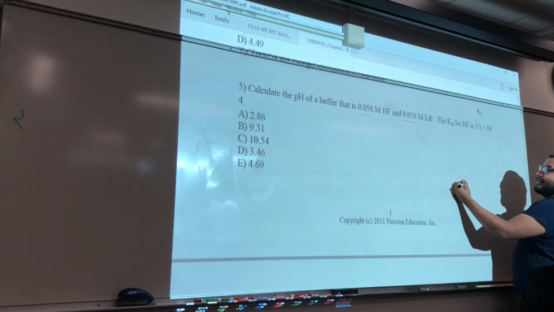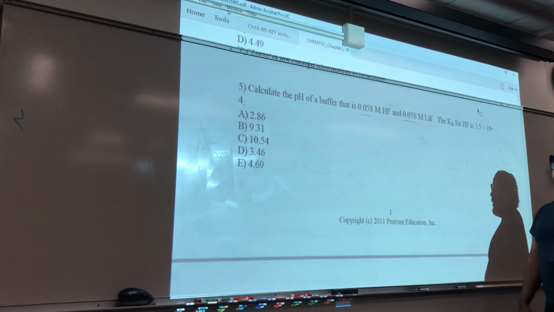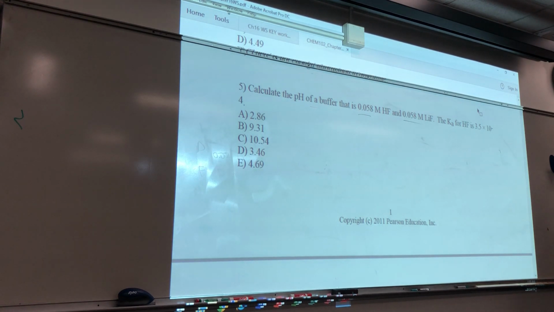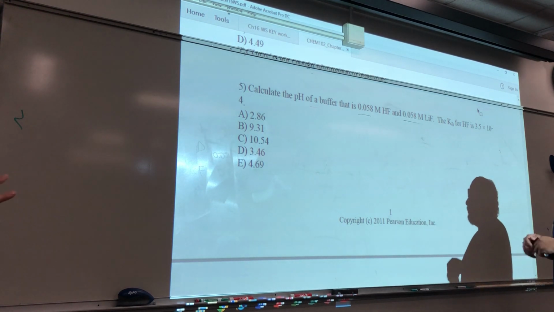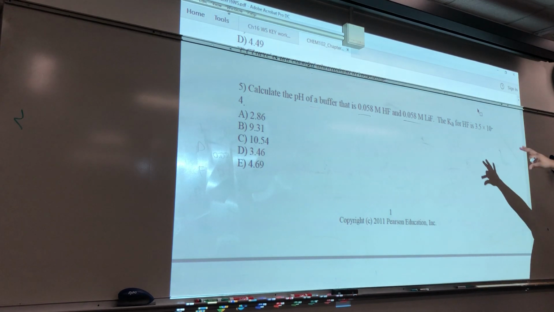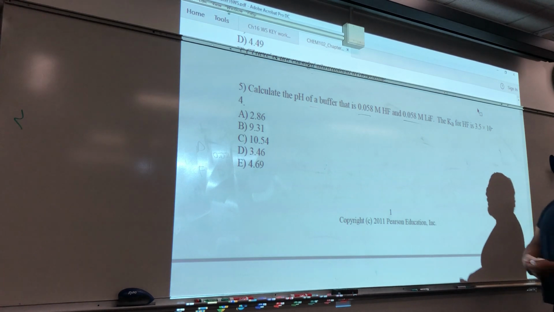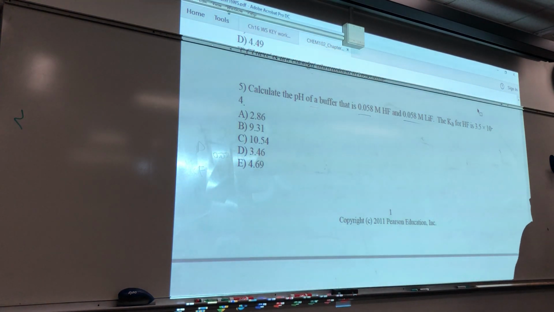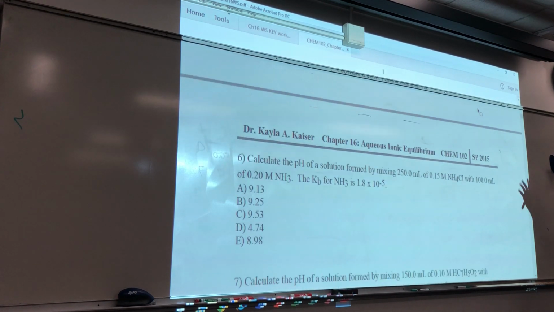Is that the half equivalence point? Not necessarily. You have the same ratio, right? So the Henderson-Hasselbalch says the pH is equal to the pKa plus the log of your base over acid. In this case, you have the same amounts, so it's going to be log of 1, which is 0. So the pH is equal to your pKa. Sure, that happens when you reach the half equivalence point of a strong acid, weak base titration, but this would just be the pKa, right? It's 3.46, so that'd be D in this case. Makes sense? Easy money. Expect one like this on the test, right?